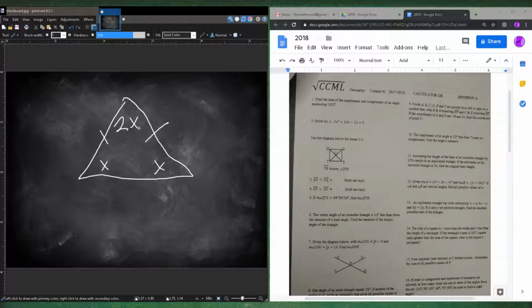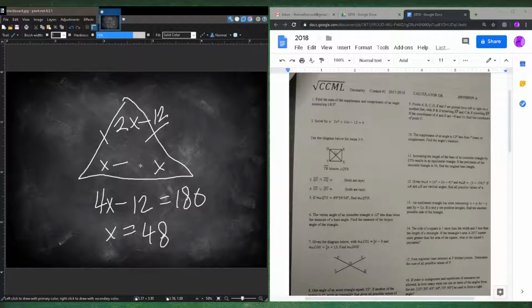So it'll be 2x minus 12. Right? And then you find the measure of the largest angle of the triangle. So we have x plus x plus 2x minus 12 is equal to 180, because the interior angle sum of a triangle is 180. So that's 4x minus 12 is equal to 180. You could use your calculator for this so you don't make any math mistakes. So 180 plus 12, divided by 4, is equal to 48. So x is equal to 48.